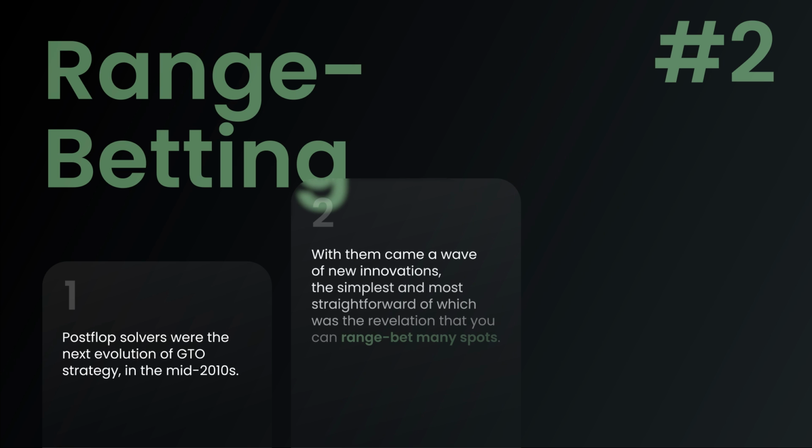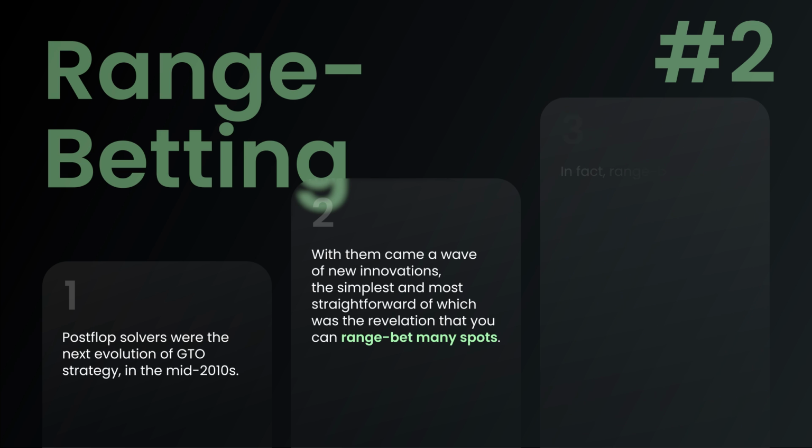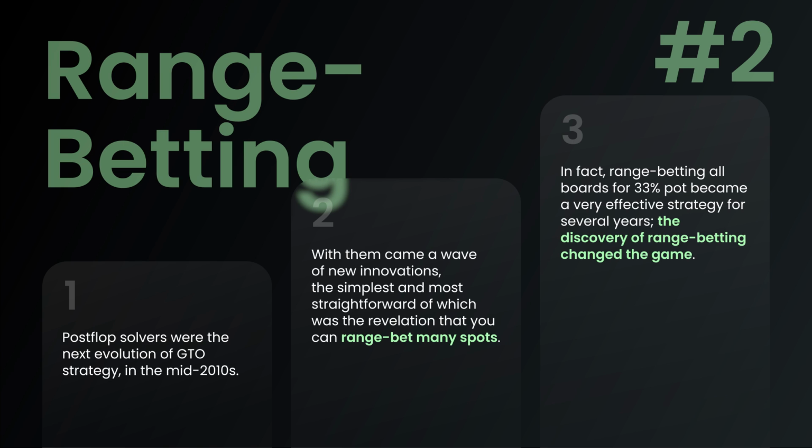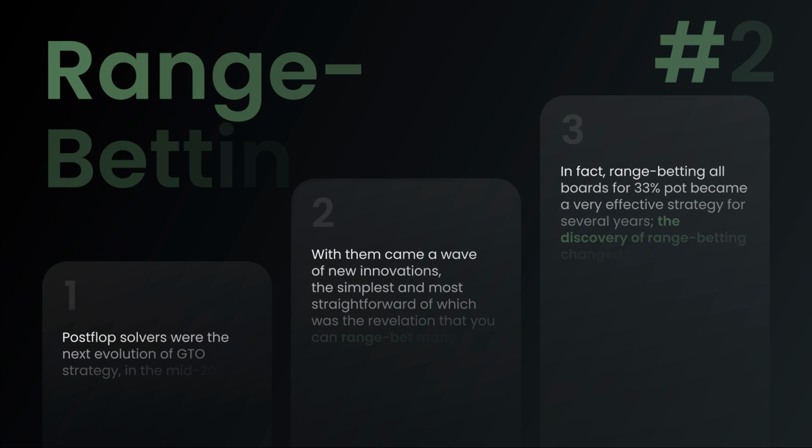With these solvers came a new wave of innovations, and the simplest and most straightforward of these was the revelation that, in fact, you can just bet all your hands in a lot of spots. Range betting all boards for 1/3 pot became a very effective strategy for several years. It was actually pretty common, particularly in cash games, to see people taking a range bet 1/3 approach simply because they understood that their opponents were not continuing enough against this size, were not check raising enough, and so on. In fact, even nowadays, it won't do that badly if you just range bet every single board for a small size, and your opponents will probably still make some mistakes against it.